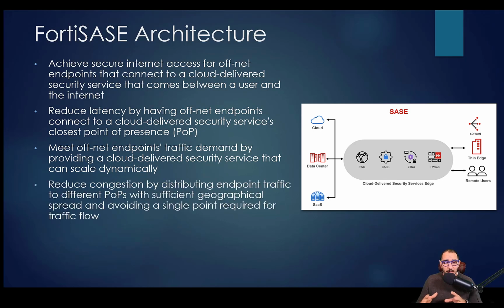Another thing, these two points work together. The FortiSASE would be able to dynamically scale based on the network endpoints' traffic demand. Also, the congestion would be reduced by distributing the endpoint traffic to different points of presence with sufficient geographical spread, avoiding a single point required for traffic flow like we see in the standard firewall technology.